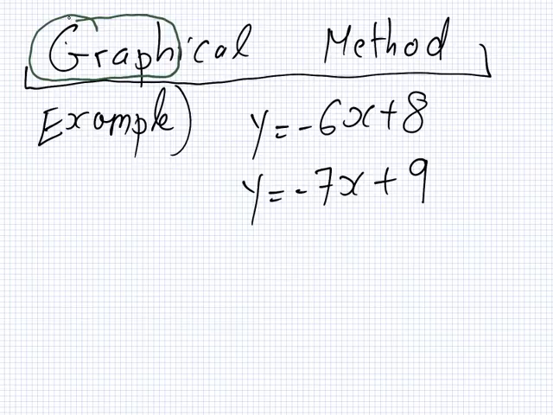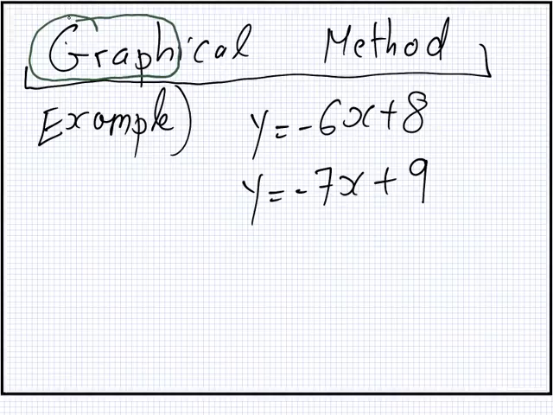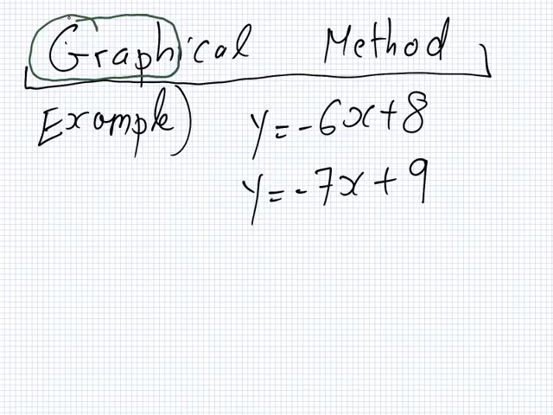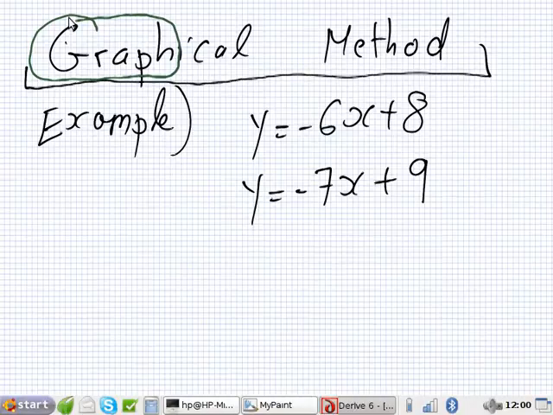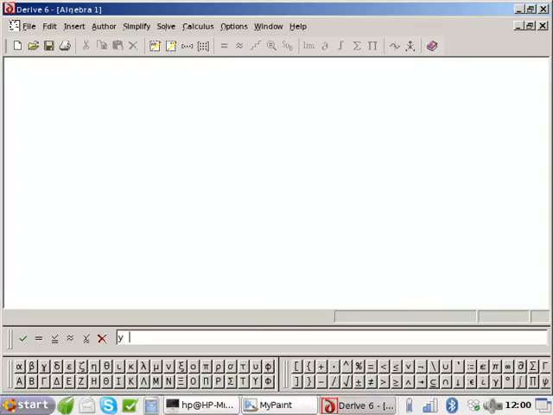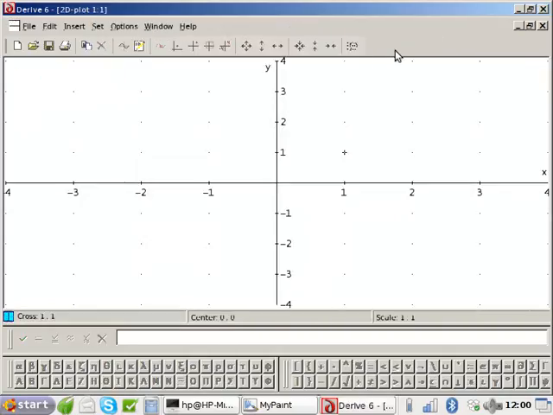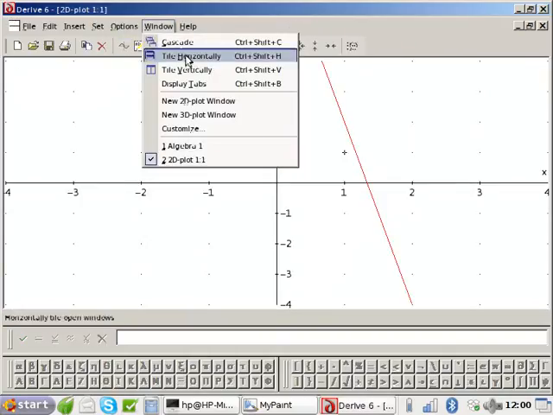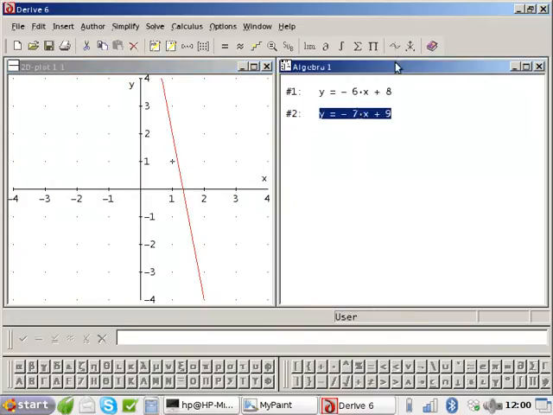This is a terrible way to do it. Why is it so bad? We need a long time. Lots of time. I don't have a lot of time. So instead, I'll make a beautiful picture here in my program. Y equals minus 6x plus 8. Y equals minus 7x plus 9. And let me draw. Oh, beautiful. And then we'll draw this one.